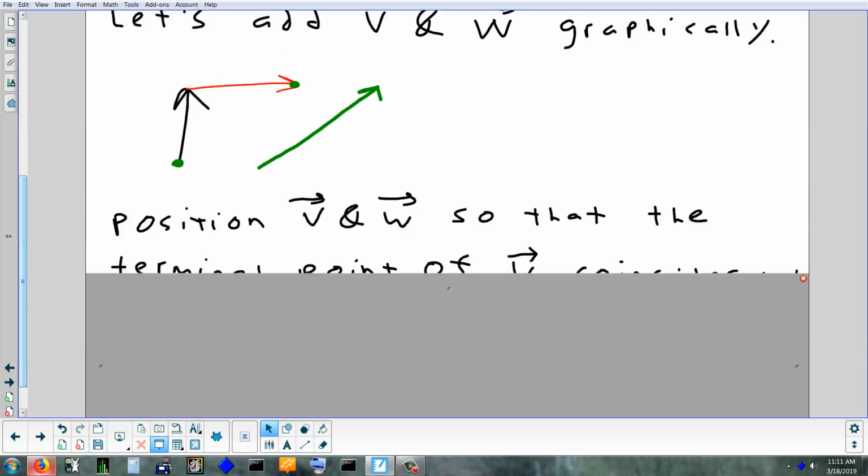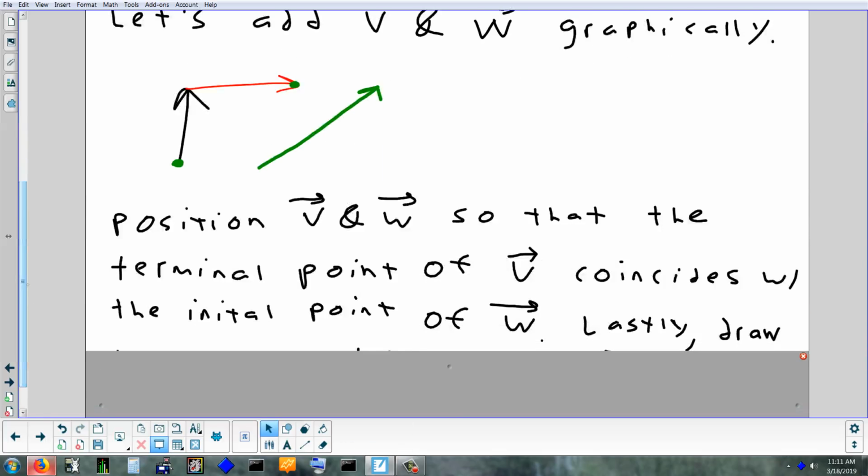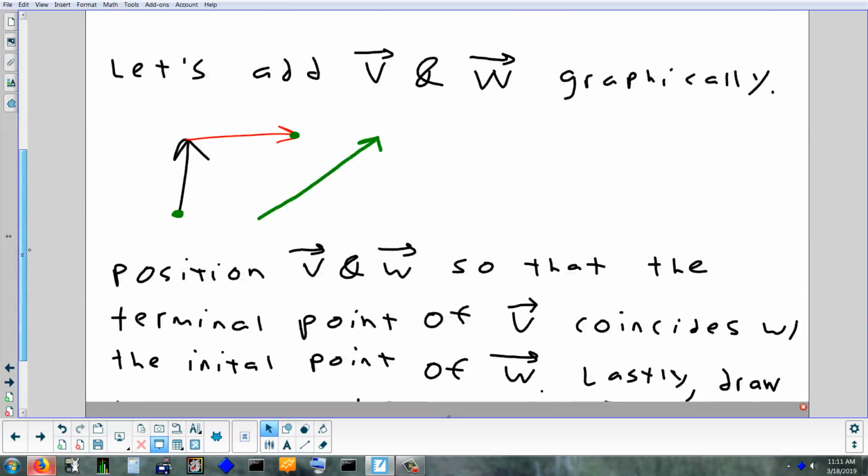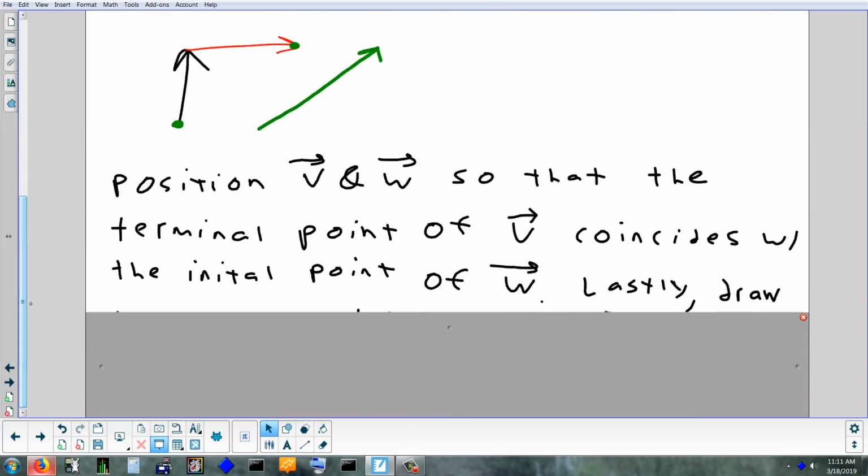Okay, so now I'll just write that out. Okay, so you want to add V and W. So you want to position them so that the terminal point of V, which is like the one in black, coincides with the initial point of W, which would be like the one in red.